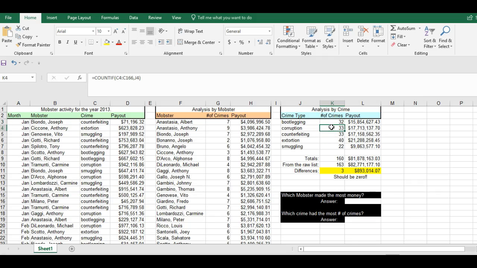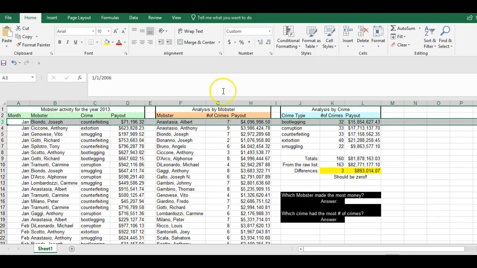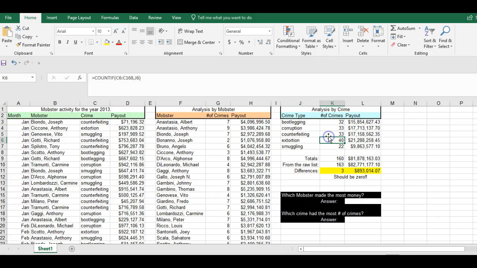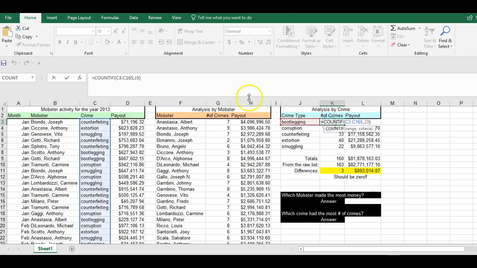The problem is we need the absolute reference. So what will happen if we don't have an absolute reference? What the formula says is, okay, count everything from C4 to C166. Well, we don't have any data in 166, remember? And if we tell it to count starting at C4, it's going to leave out a line of data. And it's going to happen to all of them. So we need to make what's called absolute references. In other words, these cells absolutely have to refer to C3 to C165.